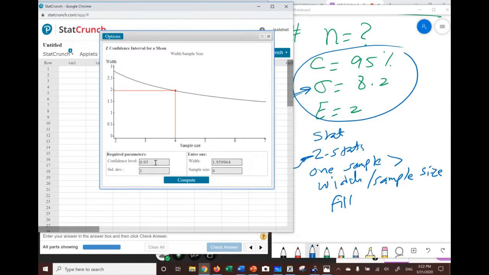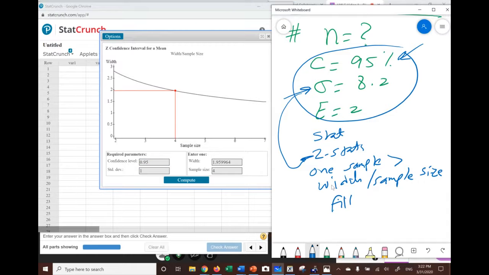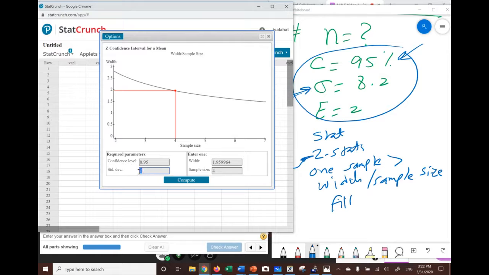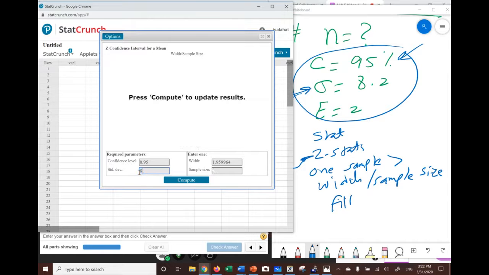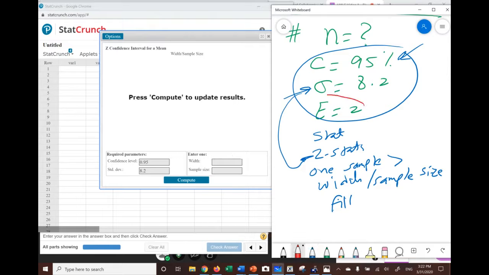So what do I know? I know the confidence level is 95%. Just leave it 0.95, because it's given in here, it's 95%. I know the standard deviation given in the problem is equal to 8.2, so we need to fill in 8.2. Now, this is one thing we need to pay attention to. What is the width? The width is not given here. What is given here is the error.